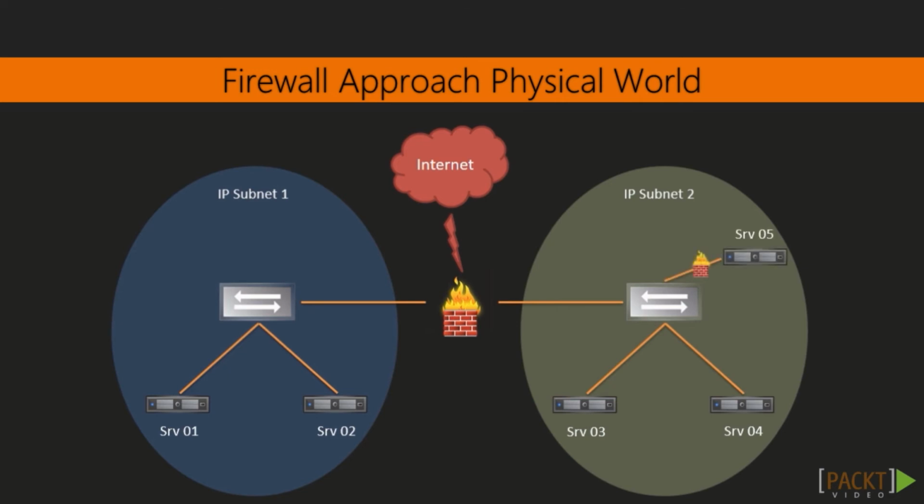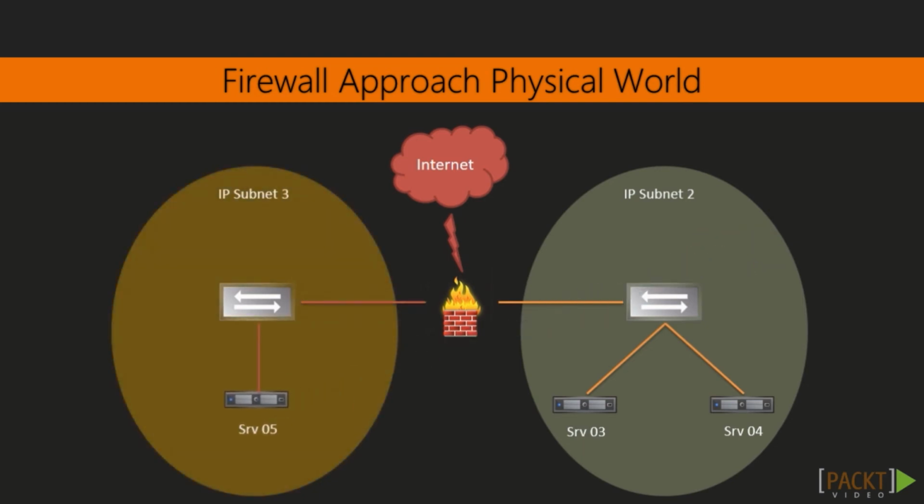If we are going to add another server to IP subnet 2, and we decide that we need a firewall in front of this server, it is not possible because you can't have a firewall within a single IP subnet. You need to have a default gateway. In this case, you need to configure a new IP subnet, move the server, do the re-IPing, and that enables you to create firewall rules on the physical box and have the traffic inspected. So that's the basics of physical firewalls.